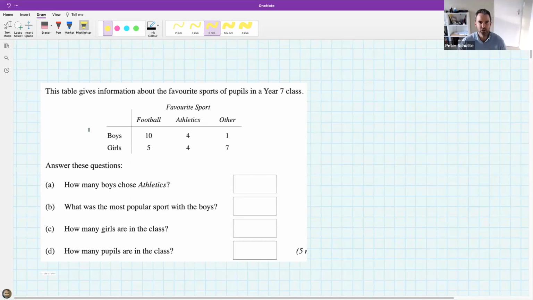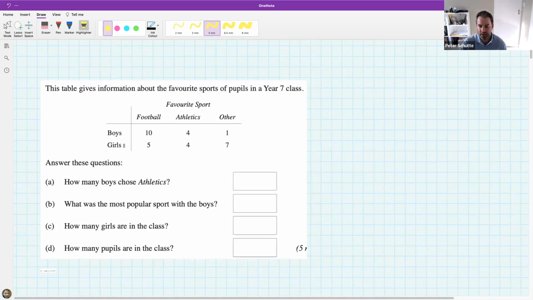A two-way table has mutually exclusive events. On the horizontal, the mutually exclusive event is basically gender, and the two choices are being a boy or being a girl. If you're in one category, you can't also be in the other. The other mutually exclusive events are on the vertical, and the choice here is between football, athletics, and other. It's your favorite sport. You can either have football as your favorite sport or athletics or something else. So a two-way table has mutually exclusive events on the vertical and the horizontal.